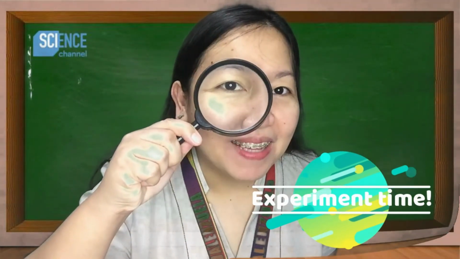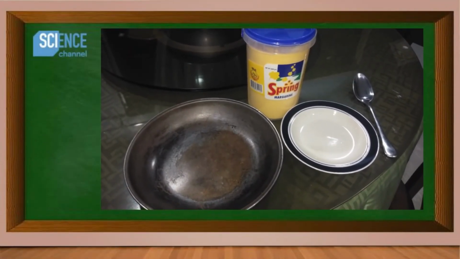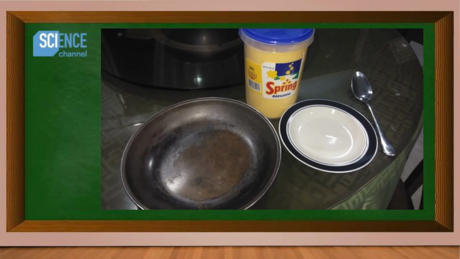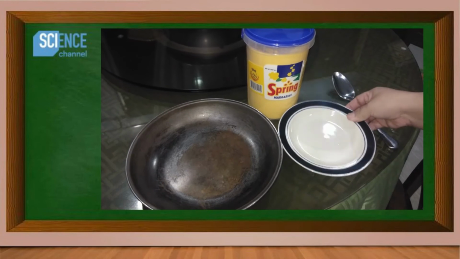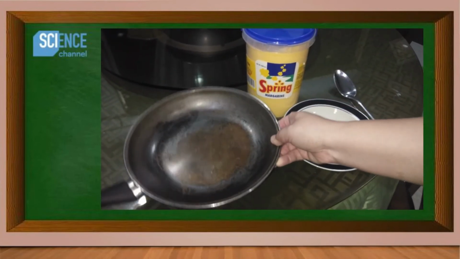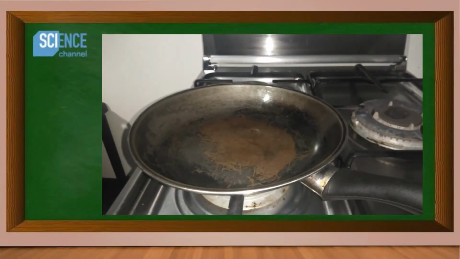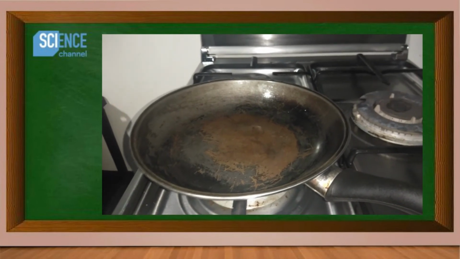Experiment time! Ask the assistance of your parents or guardians in doing the following activities. Materials needed: metal spoon, saucer, margarine, and pan.